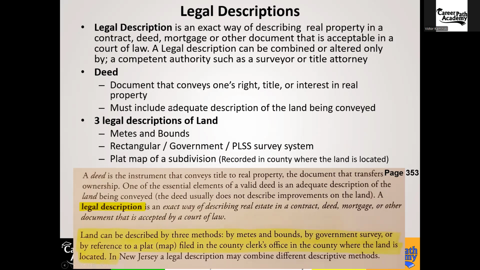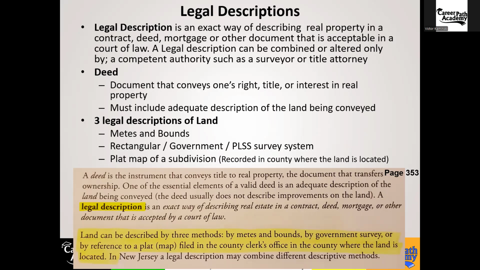And there are three legal descriptions of land when it comes to land that's being conveyed, and they are metes and bounds, rectangular or government survey, also known as the public land survey system, but let's just go with rectangular or government, which is probably how you'll see it on the exam. And we have the plat map of a subdivision, which is a map of a subdivision indicating the location and the boundaries of each of the individual properties.